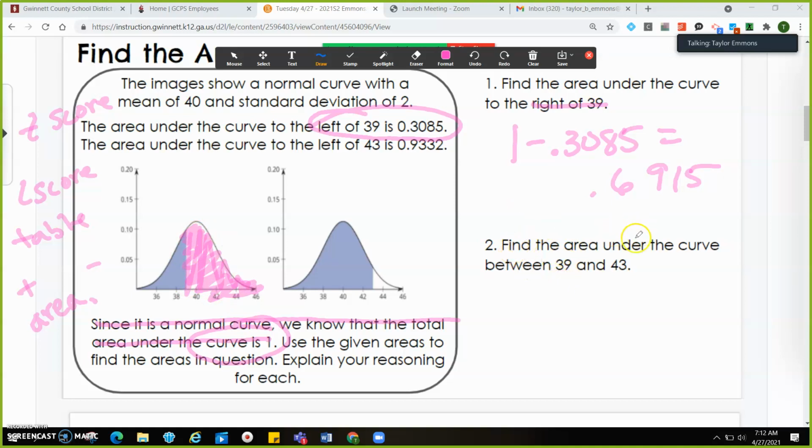Now, if we want to find the area under the curve between these two numbers, and they give us both of those pieces of information, then what we're going to do is take 0.9332 and subtract 0.3085. Those numbers both came from this information right here. So I'm going to go into my calculator, and I'm going to subtract, and that's going to give me 0.6247. Okay?